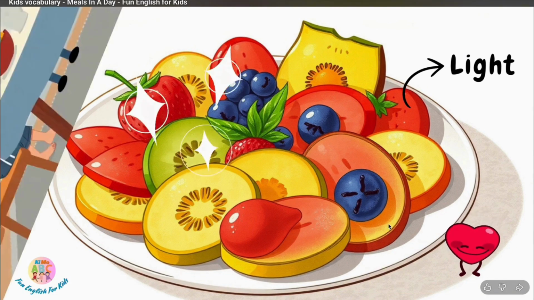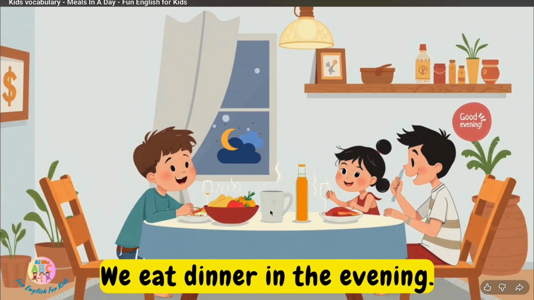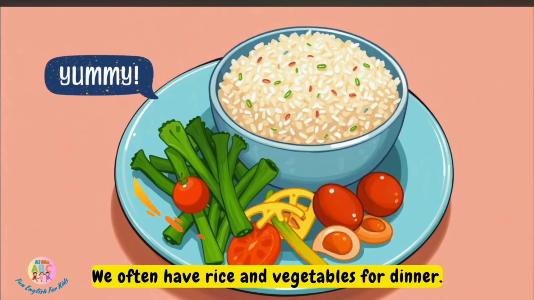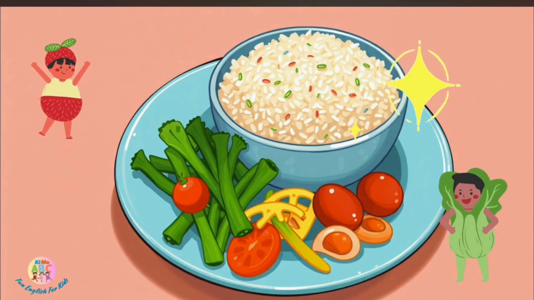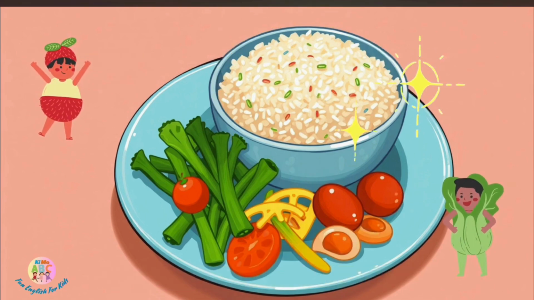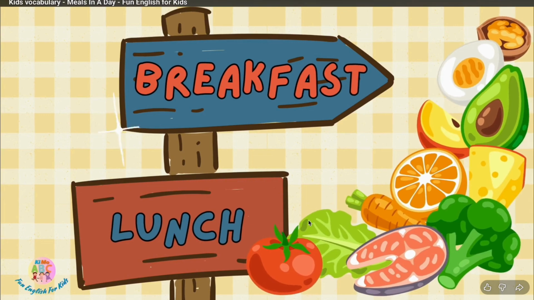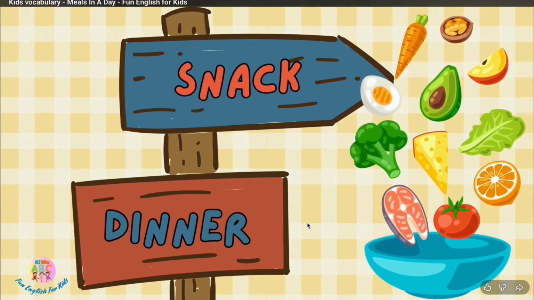And finally, the video explains dinner. Dinner is eaten in the evening, and the example foods are rice and vegetables. So also at the end of the video, it reviews all the meals, which helps students remember the material.